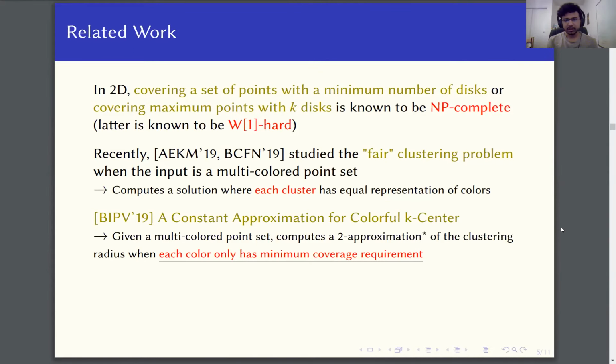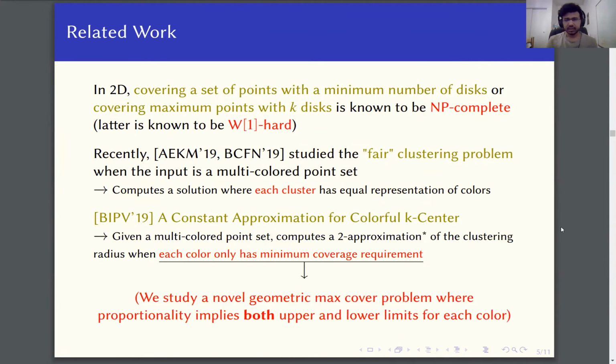In another line of work, Bandyopadhyay and others studied the colorful k-center problem. Given a multicolored set of points, their algorithm computes a two approximation of the clustering radius when each color only has a minimum coverage requirement. In this work, we study a novel geometric max cover problem where proportionality implies both upper and lower limits for each color. We note that having both upper and lower limits significantly increases the complexity of the problem.